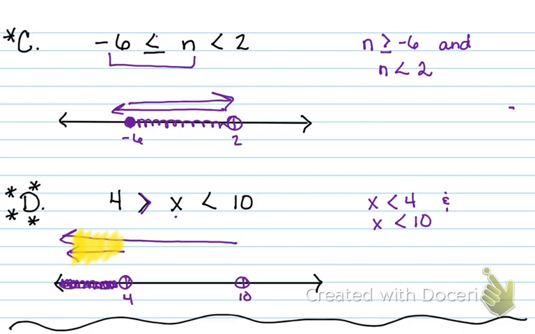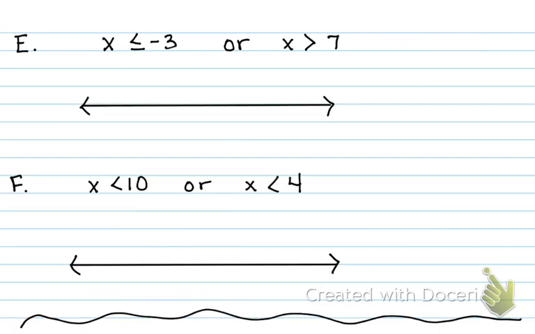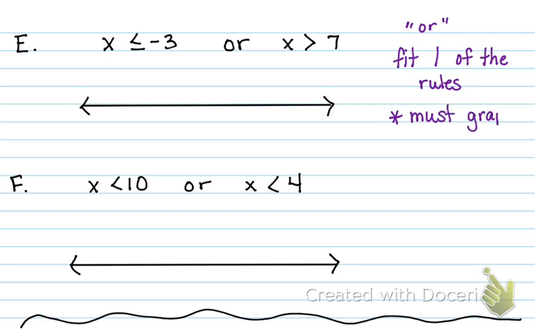All right, so we got a little squiggly. We're going to change our train of thought and talk about or statements. So these are or statements, and or statements have a little bit more leeway. They only have to fit one of the rules. Okay, one or the other, doesn't matter. It only has to fit one at a time. It's an or, either or. Now, our graph still must be graphed fully to show our solution.